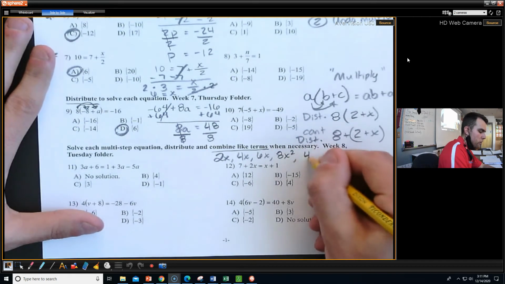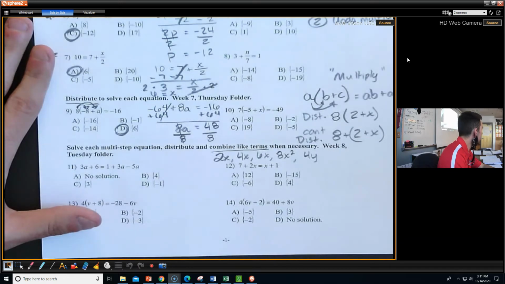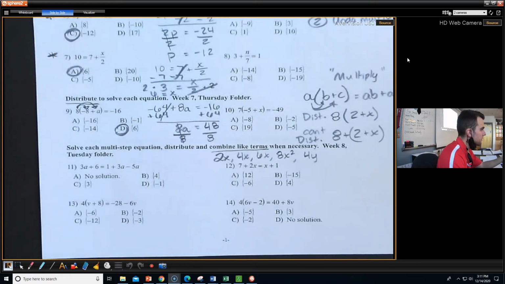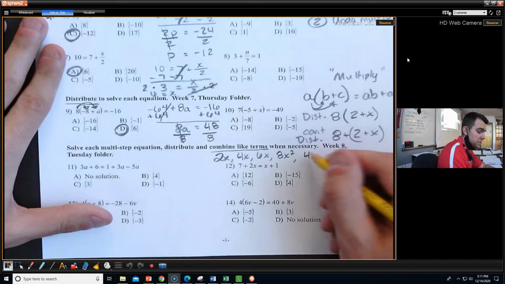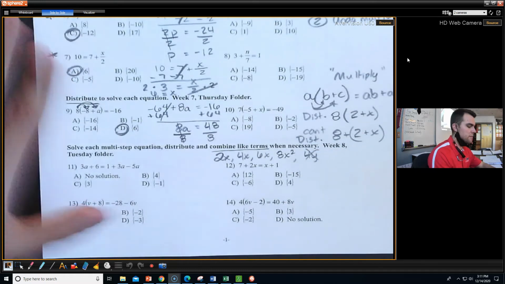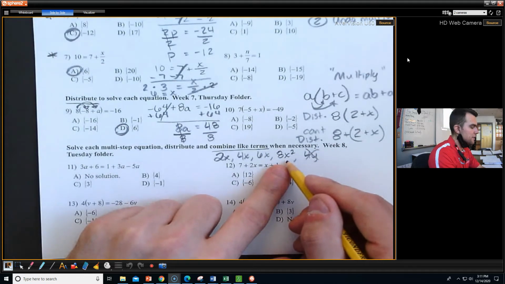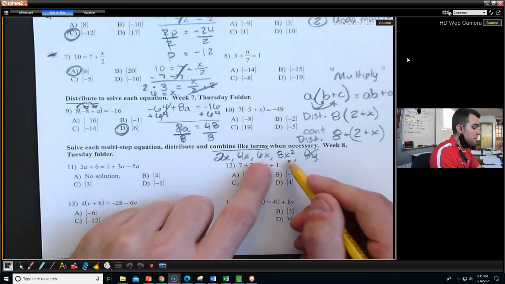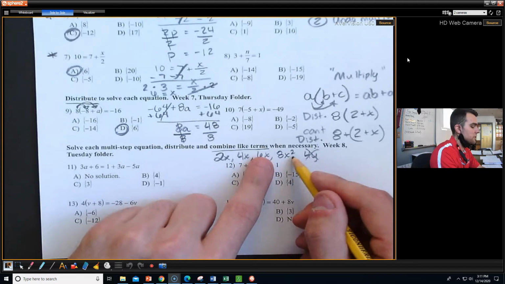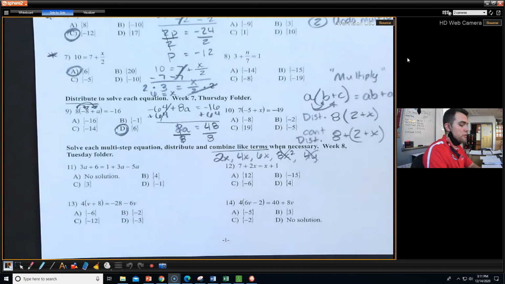What about 4y? Why not, Taylor? Yeah, because it's a y. So that one doesn't count, right? That's not a like term. And actually, this isn't a like term either. They have the same variable, but they have different exponents. So they have to be the same variable, same exponent.